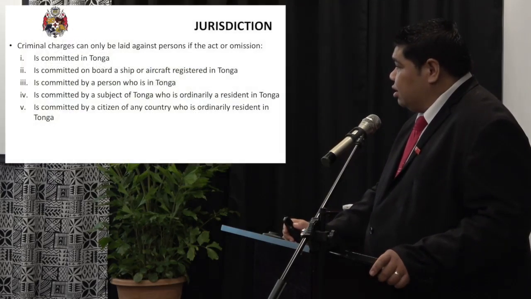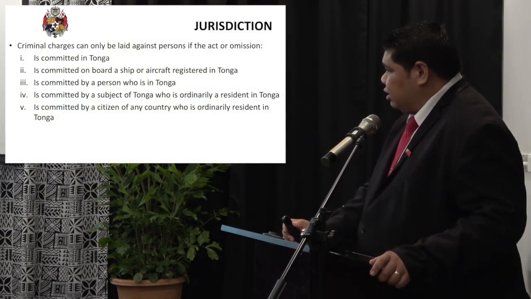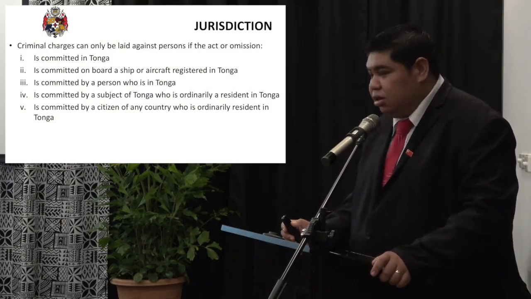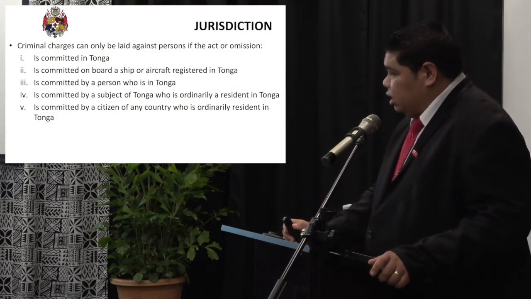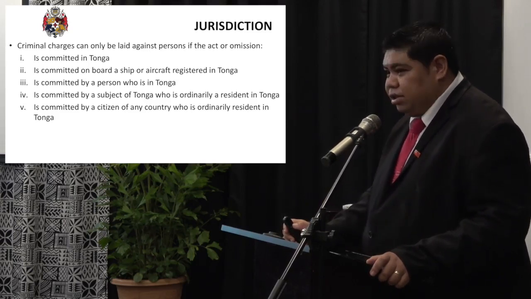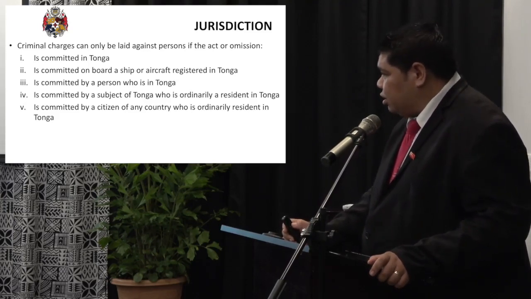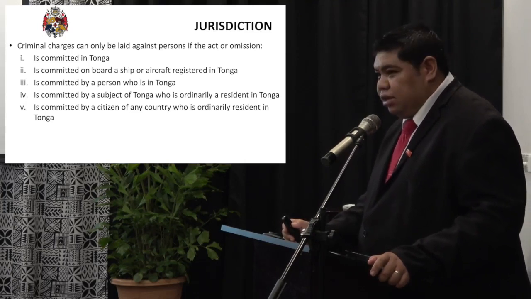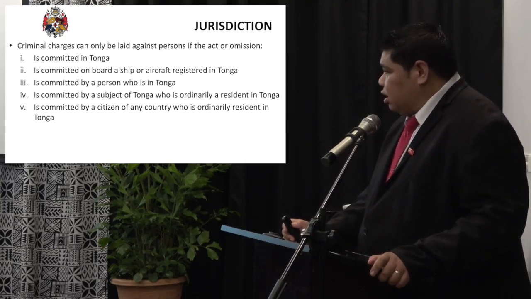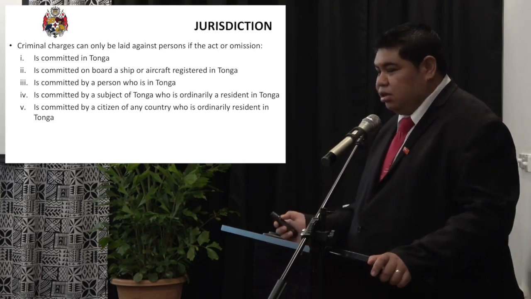Now, if we can move on to the jurisdictions. As you see, criminal charges can only be laid against persons if the act or the omission, firstly, is committed in Tonga, committed on board a ship or aircraft registered in Tonga, committed by a person who is in Tonga, committed by a subject of Tonga who is a resident in Tonga, or committed by a citizen of any country who is ordinarily resident in Tonga.